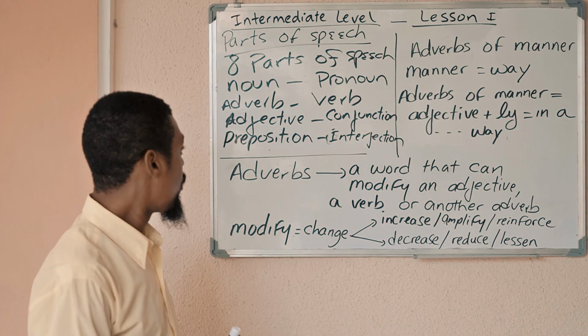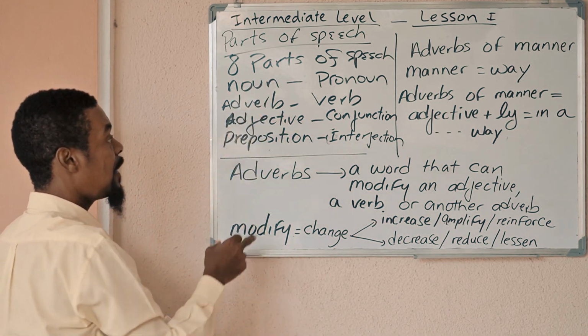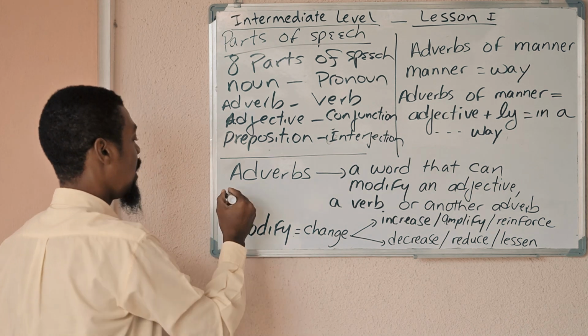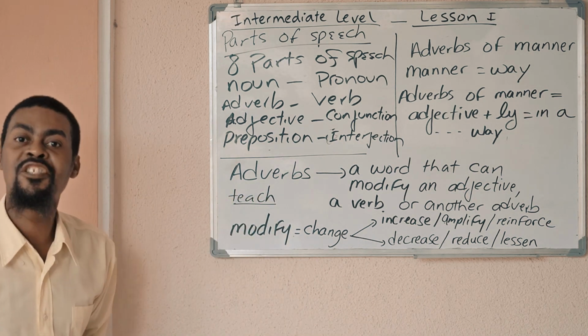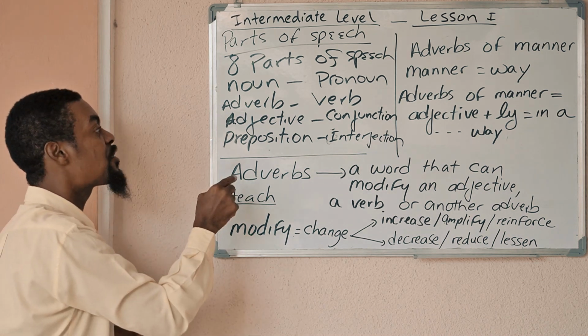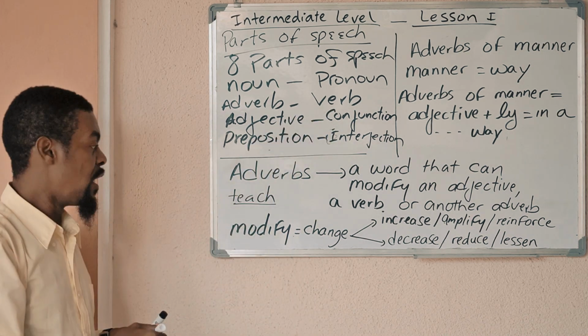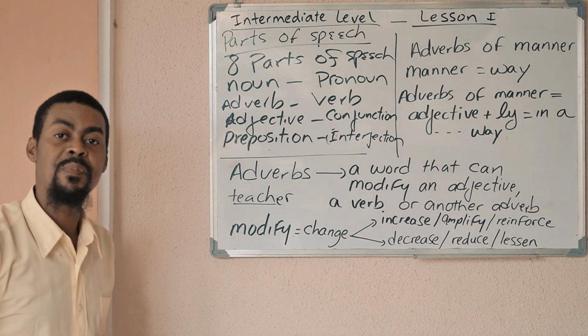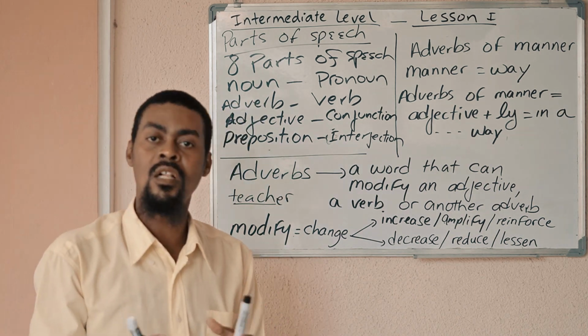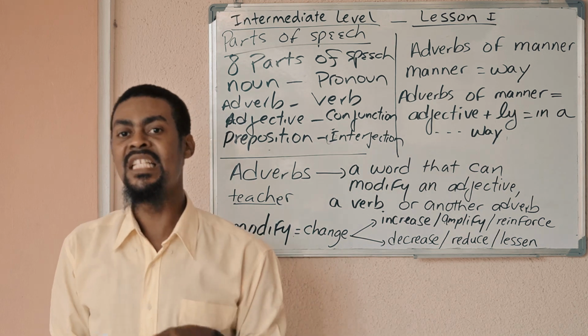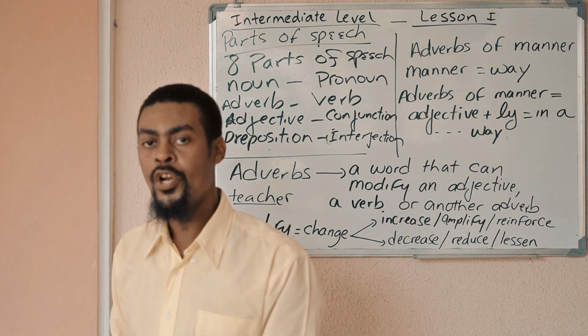For example, when I look at this here, I say teach. Teach is what? Teach is a verb. So the part of speech of teach is verb. When I say teacher, the part of speech of teacher is noun. So this is what we call parts of speech. It's the nature of words.